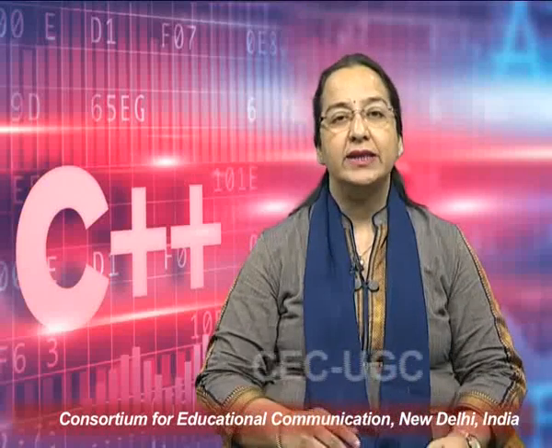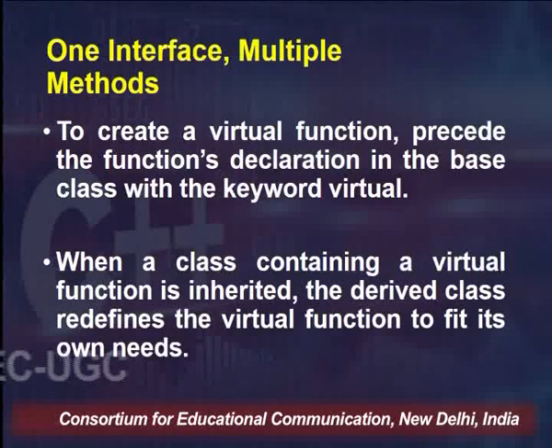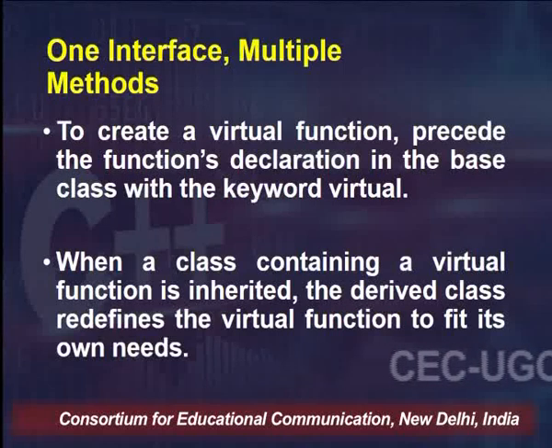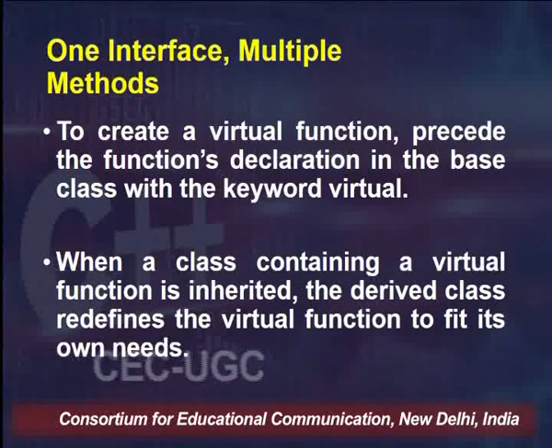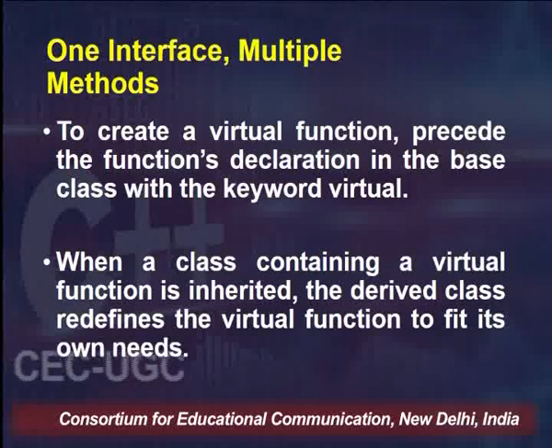When a class containing a virtual function is inherited, and since we declare the virtual function inside the base class, this base class will definitely be inherited by some derived class, the derived class redefines the virtual function to fit its own needs. That means derived class 1 has its own version of show, derived class 2 may have its own version of show, and derived class 3 may have its own definition, but there is only one interface with the same prototype.